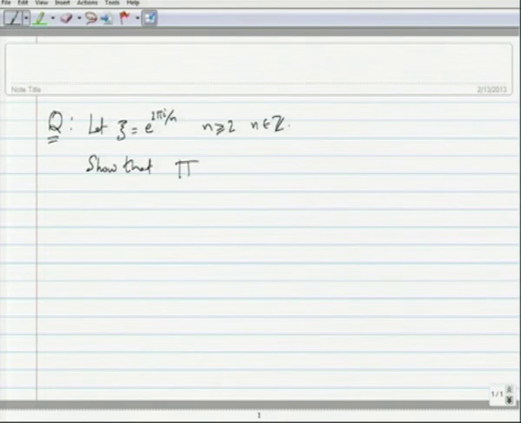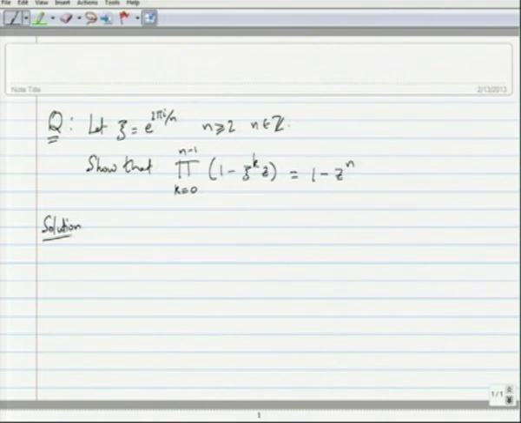the product from k equals 0 through n minus 1 of 1 minus zeta power k z. So, the product of these n factors, 0 through n minus 1, of 1 minus zeta power k times z, these are n number of factors. Show that this is equal to 1 minus z power n. Okay, so that is the question. Try to solve this question and I will provide the solution.